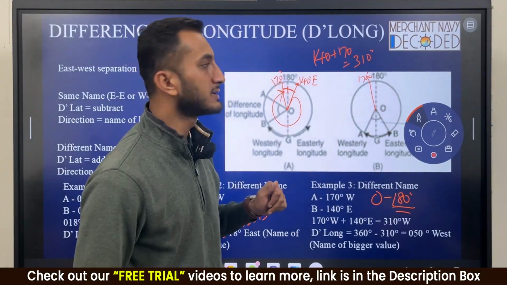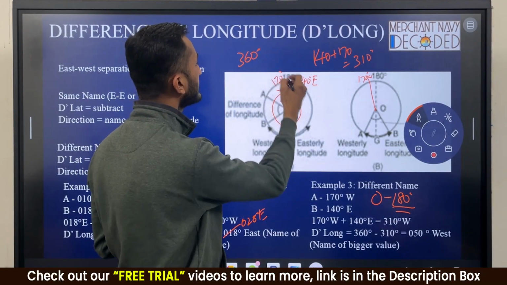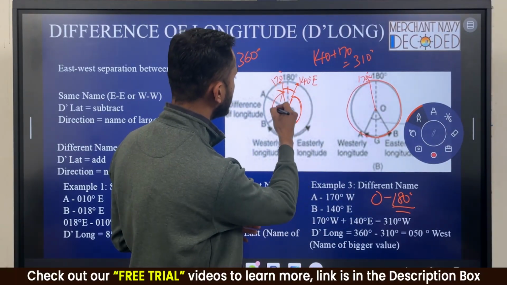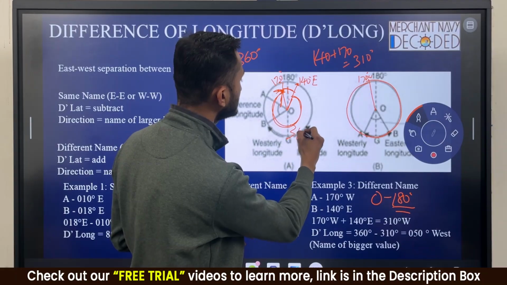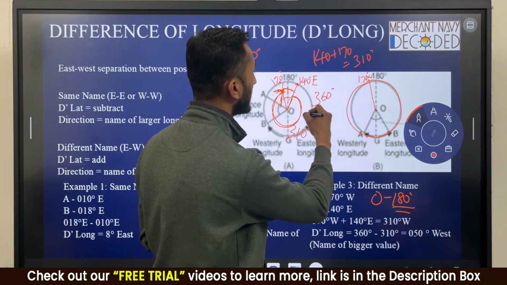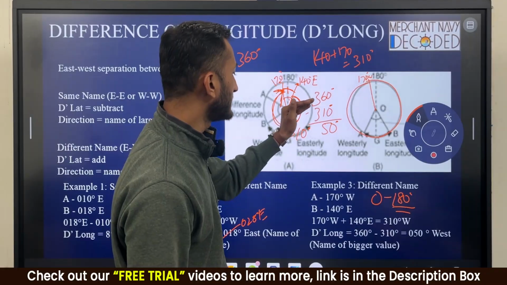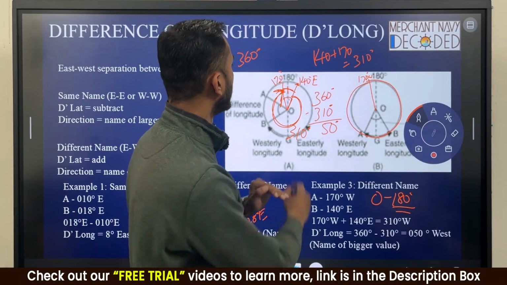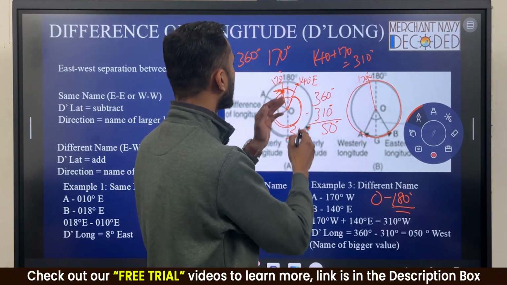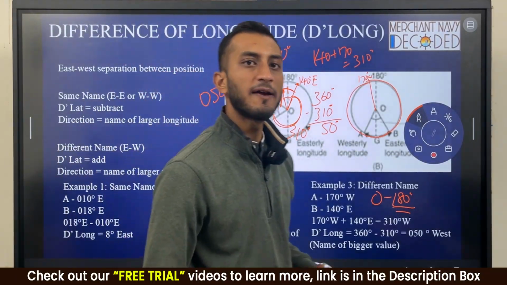Now how do we find the d long in this case? The entire circle is of 360°, and we know this difference is 310°. So we'll subtract 360 minus 310, which becomes 50°. Now, who will get the name? The bigger one. 170 is the bigger one, so it becomes 050° west. I hope I have made myself clear.